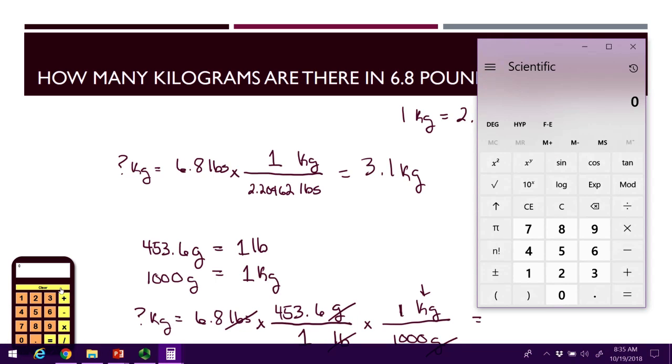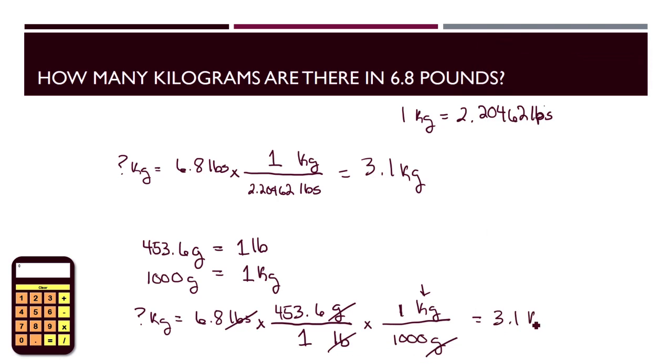Let's try it the other way. Our other way of doing it was to start with 6.8, and then we're going to multiply that by 453.6. That equals 3,084, and then we're going to take that and divide it by 1,000. And what we get is 3.08448. Remember, our original measurement just had 2 significant figures, so we want our answer to have 2 significant figures. So 3.08448 will round up to 3.1. So in both cases, we figured out that there are 3.1 kilograms in 6.8 pounds.